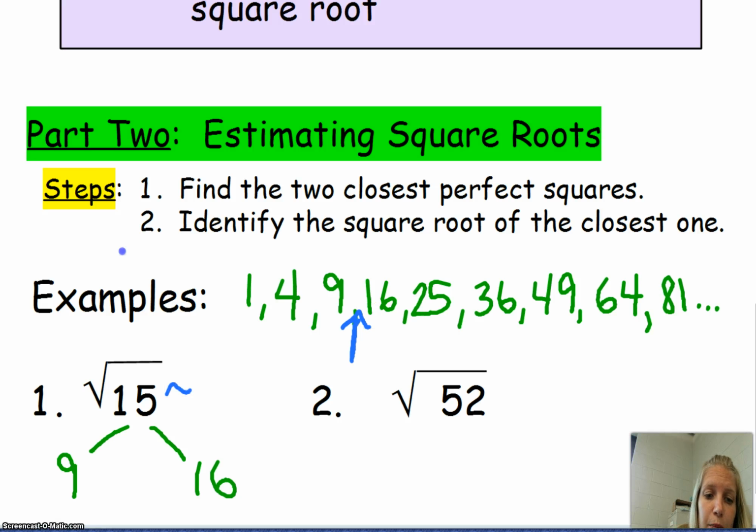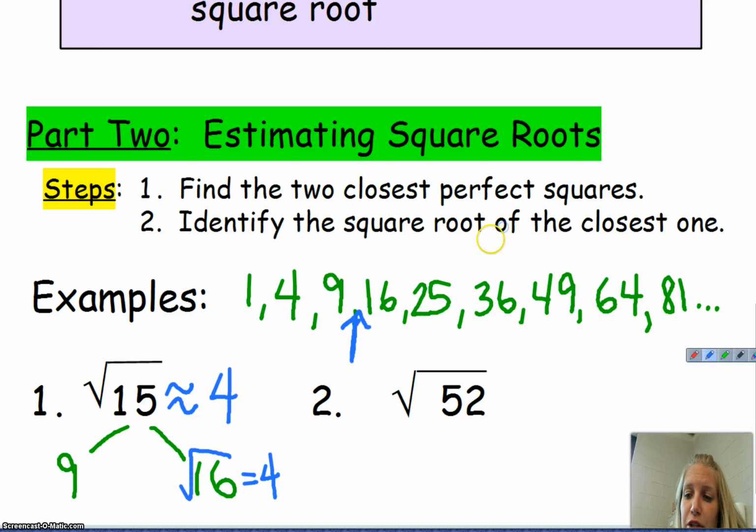So we're going to say that this is approximately 4, because the square root of 16, I know, equals 4. So this is really close to 4. It's going to be a little bit less than 4, so it's going to be 3.9 something about. But you just have to tell me which number it's closest to.